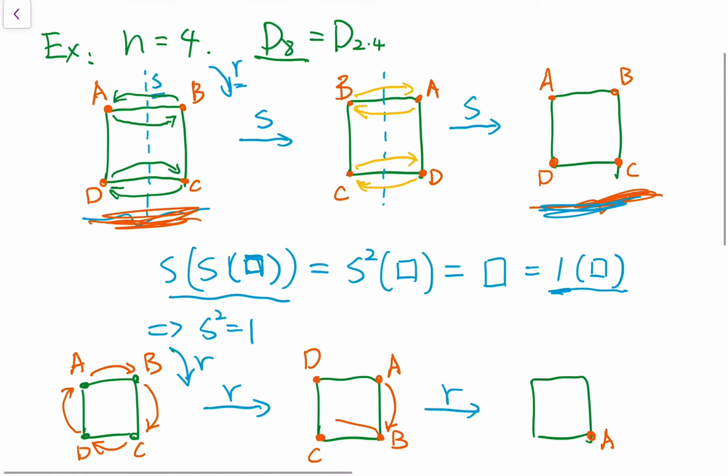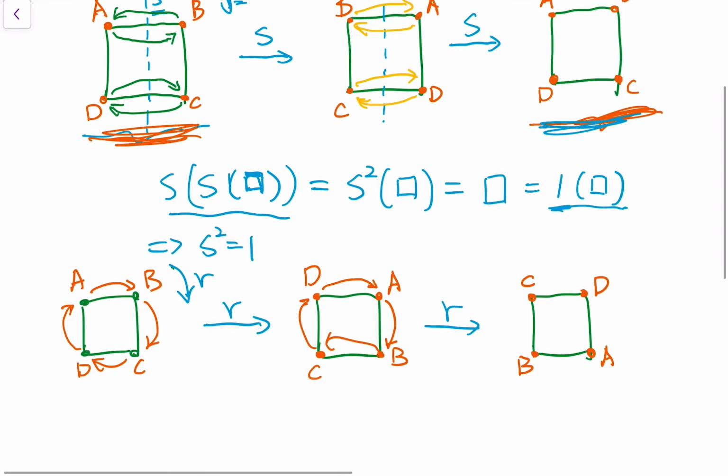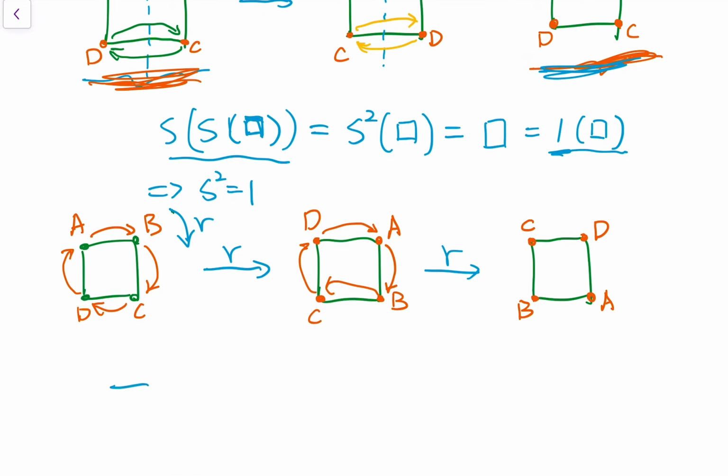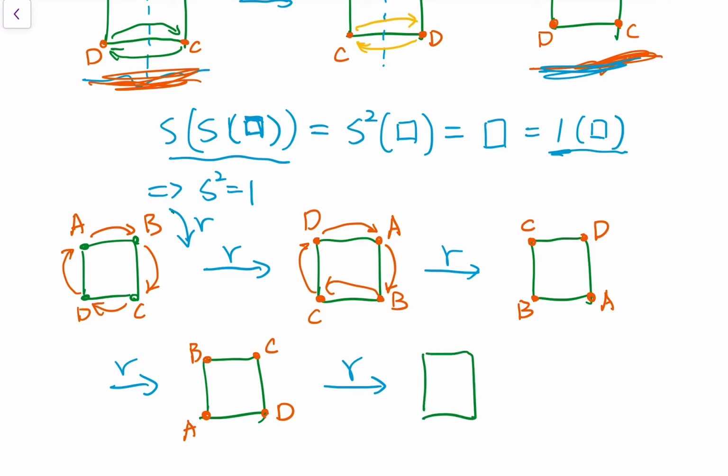B goes to C here, so B is here. C goes to D here, so C is here. D goes to A, so D is here. Okay, then again we apply the rotation. So this time, with a similar idea, A will be here, B will be here, C here, D here.